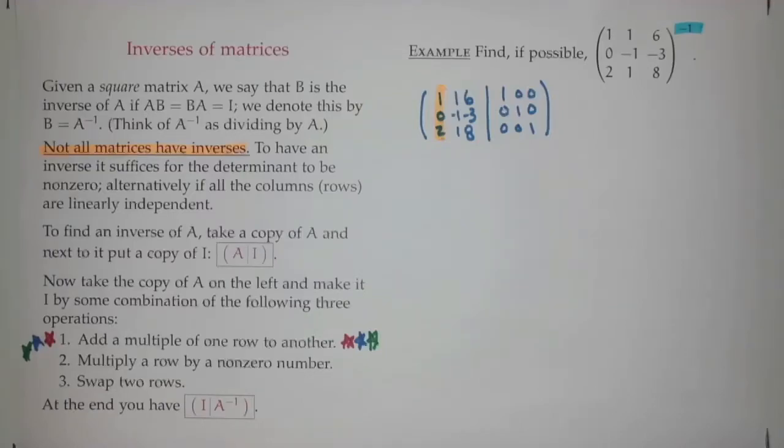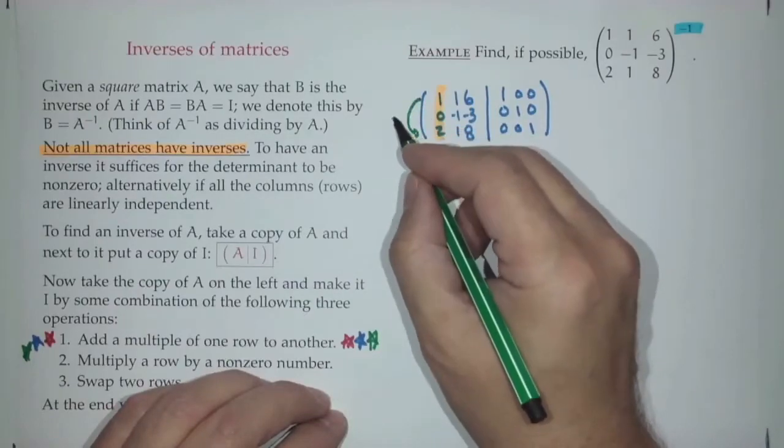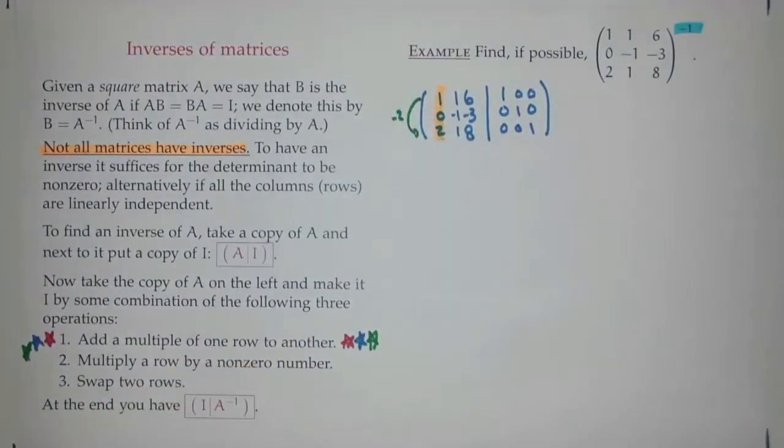Add a multiple of one row to another. Yeah, add a multiple of one row to another. Which row? The first row. Which multiple? -2. Okay, so we're going to multiply the first row by -2 and add. So that's what I'm indicating here with that little arrow.